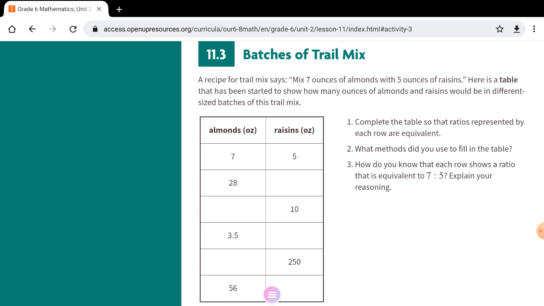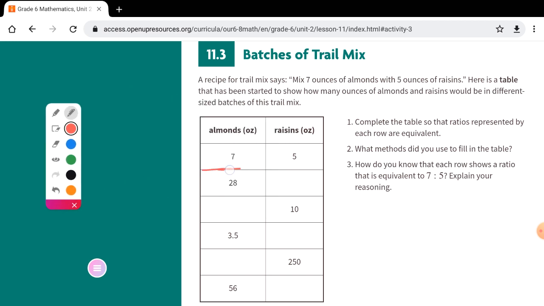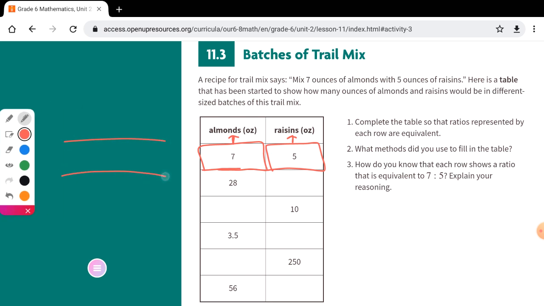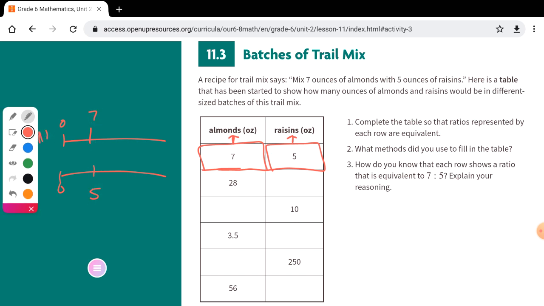Okay, so a recipe for trail mix says mix 7 ounces of almonds with 5 ounces of raisins. Notice the first entry on the table. It's telling us we have 7 ounces of almonds and 5 ounces of raisins. Before, we would have put that as our second entry, because we start with 0, 0 on a double number line. We would have had 7, 5, and then labeled this one almonds and this one raisins. Same thing, it just looks different.